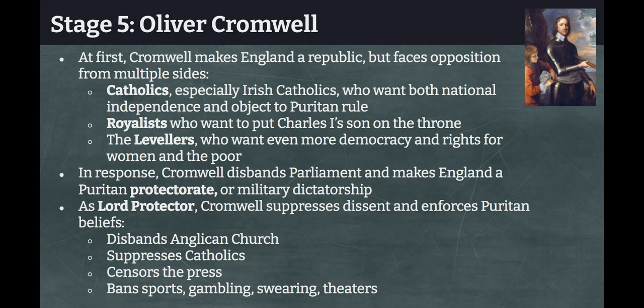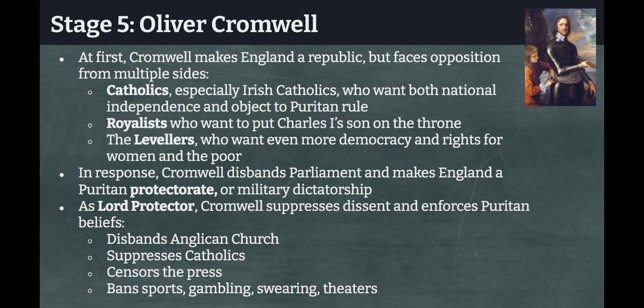So we've got Catholics who don't like him because he's a Puritan, right? And especially Irish Catholics. So over in Ireland, which is majority Catholic, they want both religious freedom and national independence, so they revolt. We've got supporters of Charles I who are mad that he's dead and they want to put his son back on the throne. And then we've got the Levelers, who are also Republicans, but they're even more radical Republicans. And they want sort of greater democracy. They want rights for women. They want rights for the poor. They want everyone to be able to vote. So Cromwell is surrounded on all sides.